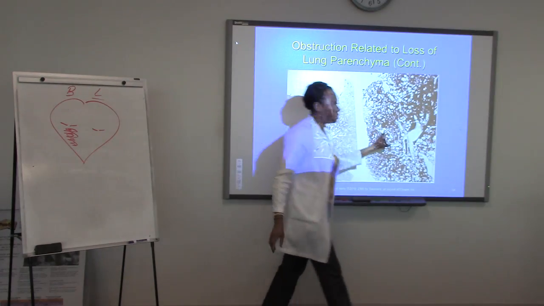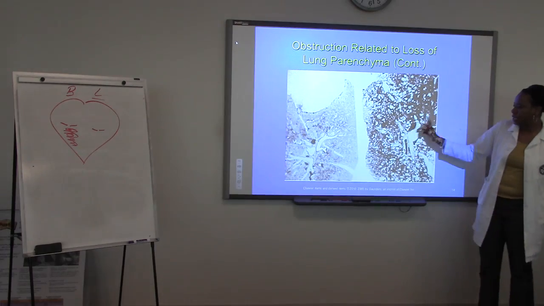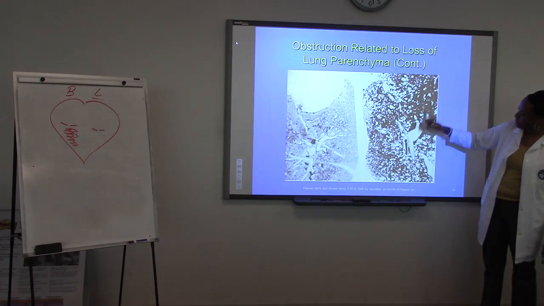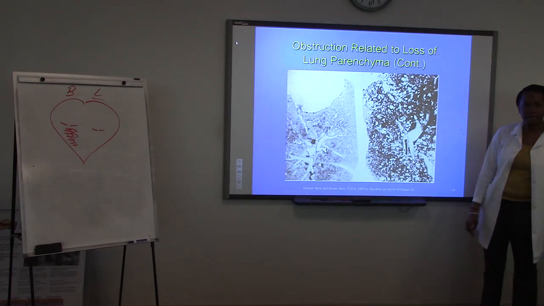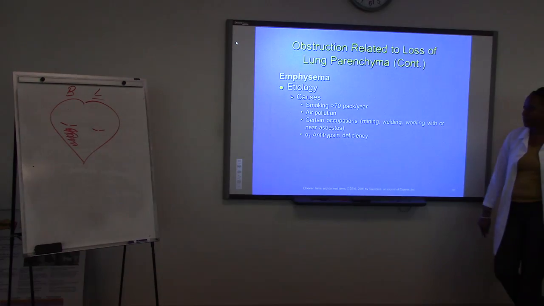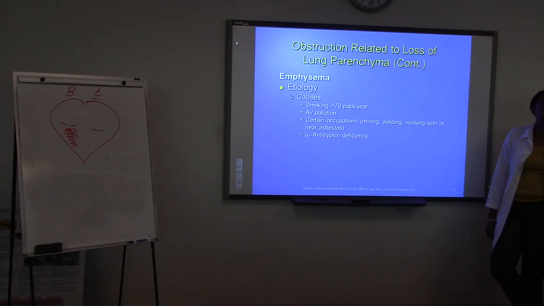Now, what's the other situation here with this picture? It's black. It's black. Why do you think it's black? Smoking. I'm a cigarette smoker. Number one cause of emphysema, just like chronic bronchitis, is smoking. They have here over 70 packs a year. That may sound like a lot for people that are non-smokers, but for people that are smokers, that's not a lot. That's like a pack and a half a week or something like that. And we know that some people can smoke a pack a day. Okay, so that's not a lot.